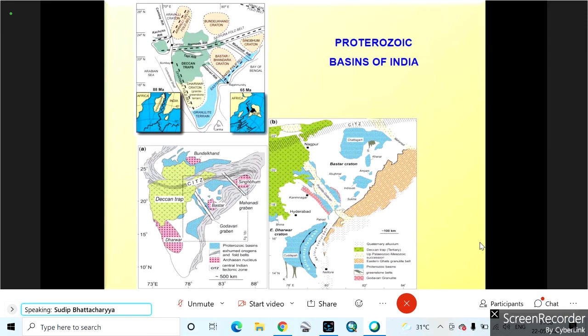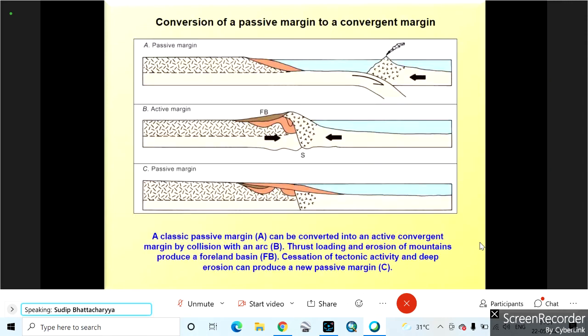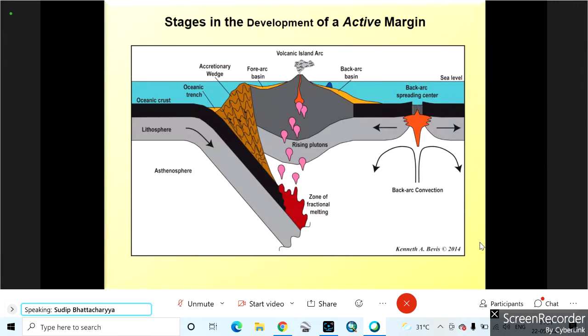Accretionary wedge. So accretionary wedge, that is called the accretionary prism, at least. So I am giving, again, I have returned back to that active margin development diagram. Just see that the accretionary wedge is there. Are you seeing that, the accretionary wedge?